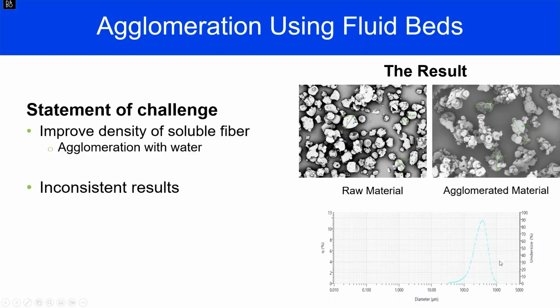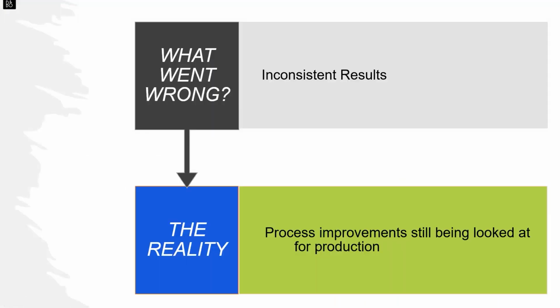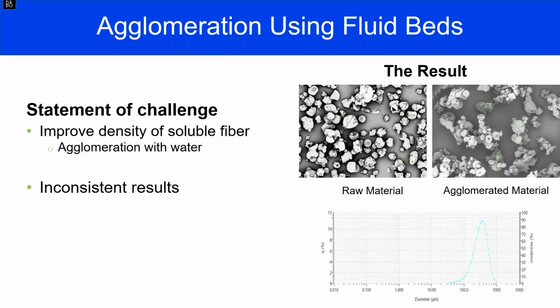I have a very poor PSD down here that shows you that we really have a nice structure, if you can see it, it's very light. I apologize for this. 200 or 300 microns, but at the end of the day, this was one of those ones that we haven't completely given up, but we haven't been completely successful either. These are process improvements still being looked at for production.